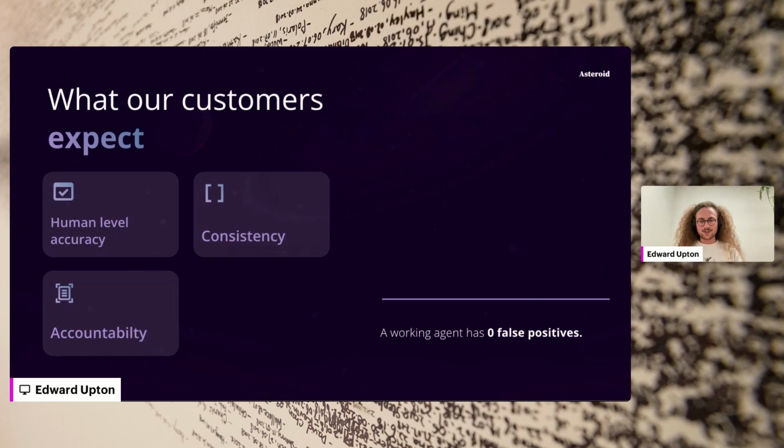With agents, it's a bit harder, because do you blame the model builder? Do you blame the infrastructure provider? But what we're seeing is that our customers expect these three core components, especially in the domains that we work in. We work in healthcare and insurance, and these are domains, as we'll see, that are susceptible to not just the expected agent failures, but catastrophic ones, where they have real world negative impacts. And a key thing we have learned is that a working agent is one that has zero false positives. False positives, as we'll see in a moment, are the worst kind of outcome to have with an agent.